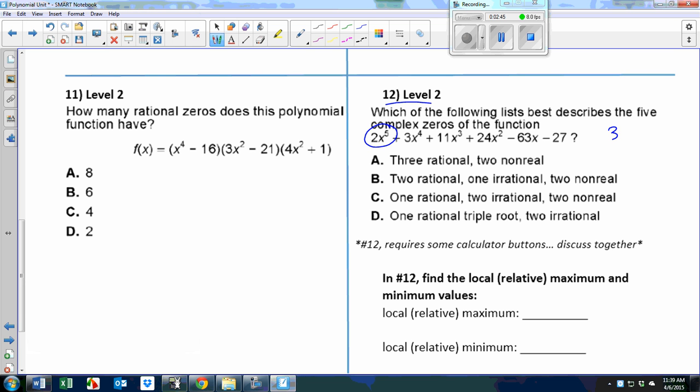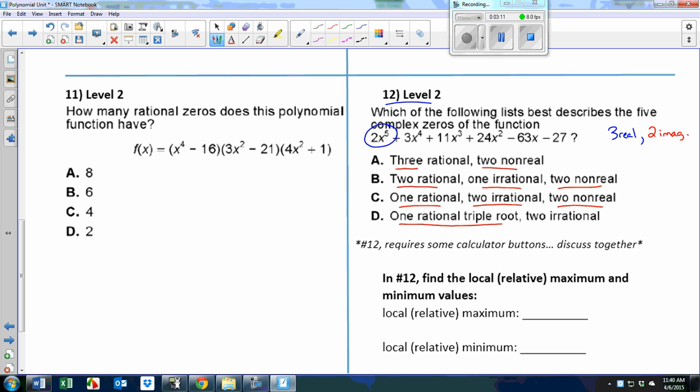So if there are 3 real, the other 2 must be imaginary, or complex, or not real. So let's see: 3 real, 2 non-real, 2 rational, 1 rational. That's real and real, 2 non-real, so it could be A or B. 1 rational, 2 irrational, 2 non-real, it could still be C. 1 rational triple root. Wait a minute.